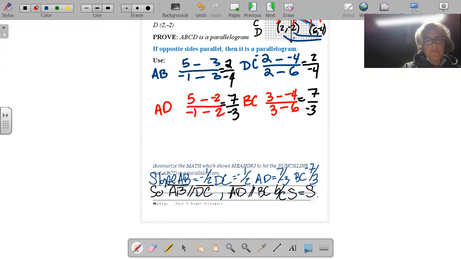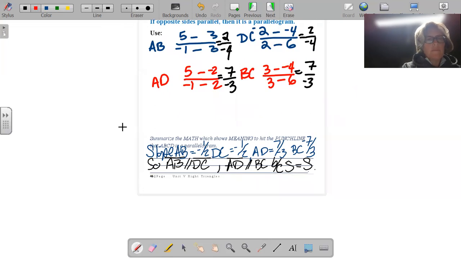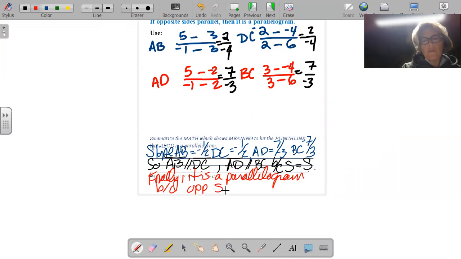Punchline. Finally, it is a parallelogram because opposite sides are parallel. Math, meaning, punchline.